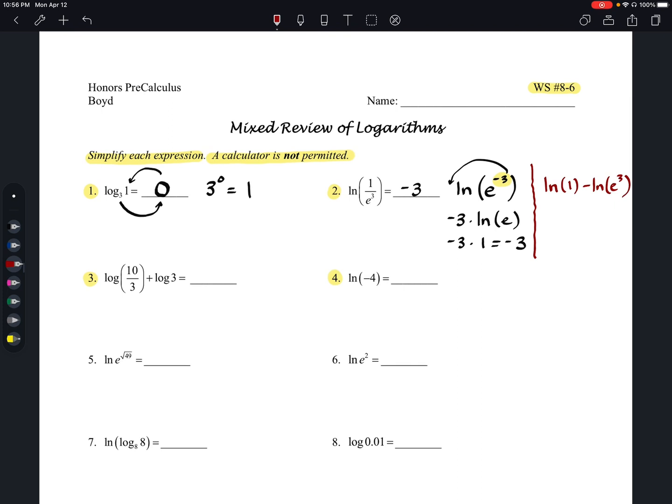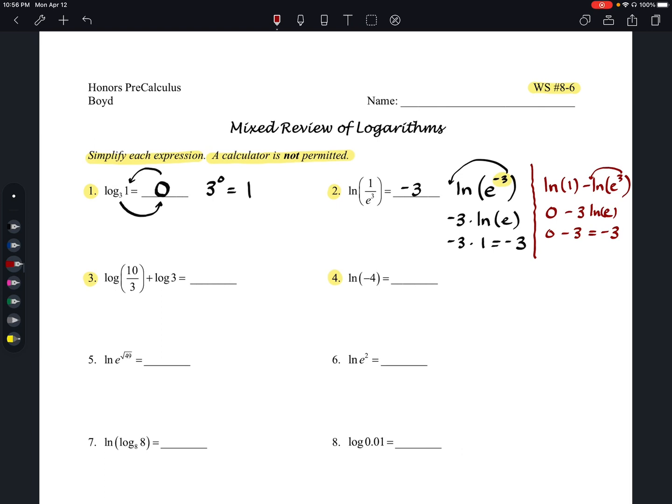We know the natural log of 1, again, just like in problem 1, is going to end up being 0. And then we would still have to pull our exponent out in front. We'd have 0 minus 3 times the natural log of e, and the natural log of e we know is 1. So 0 minus 3 times 1 would end up being negative 3 as well. Okay, so two different approaches you could take, but they will get you the same thing.